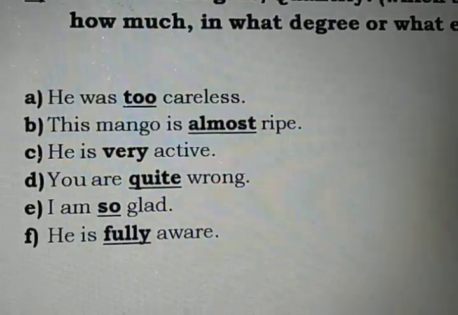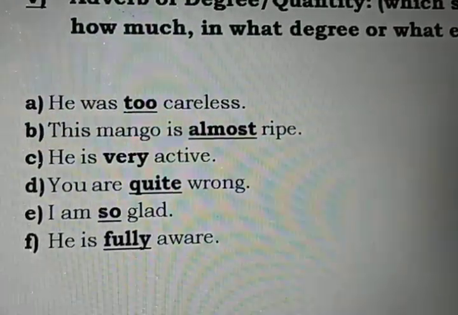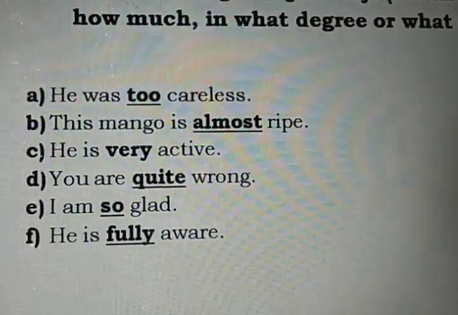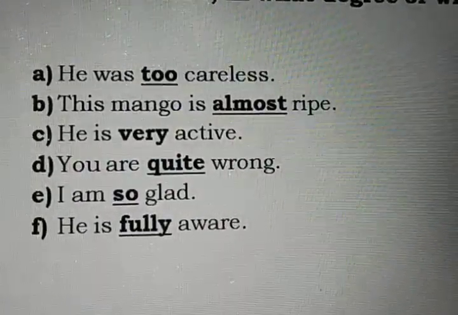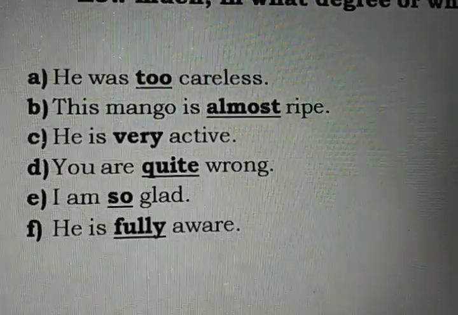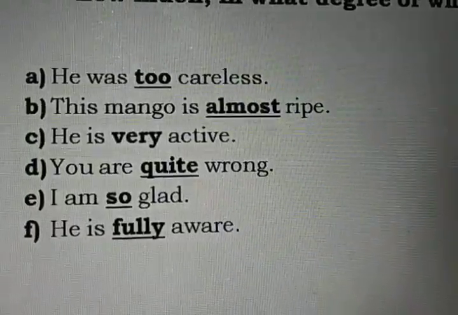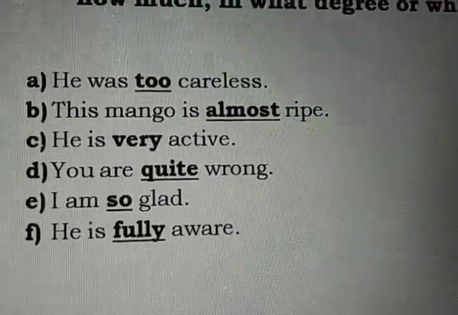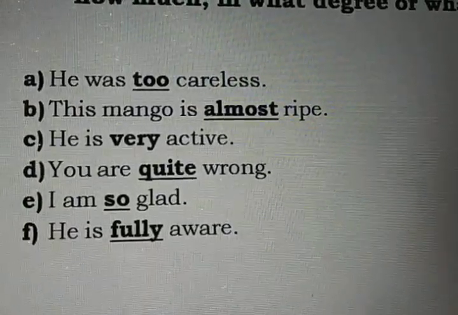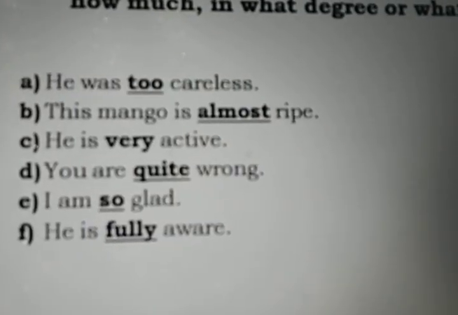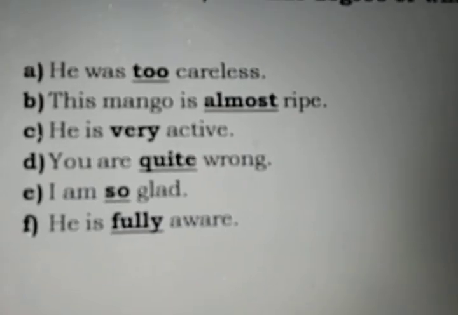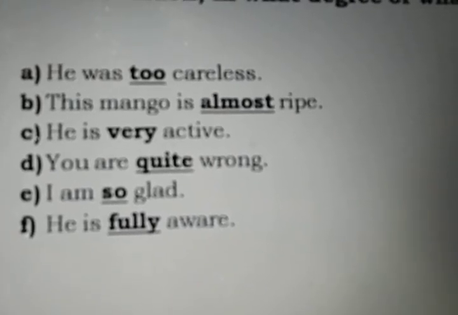Second thing, he is active. If you ask how much active, say very active. So very is your adverb. Next one, you are wrong. Wrong is your adjective, and the word quite tells you how much wrong he is. Same thing with so, and same thing with fully. So they all are adverbs of degree, and they are modifying adjectives.